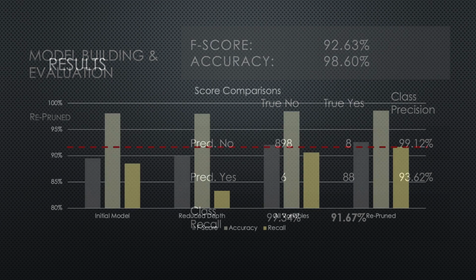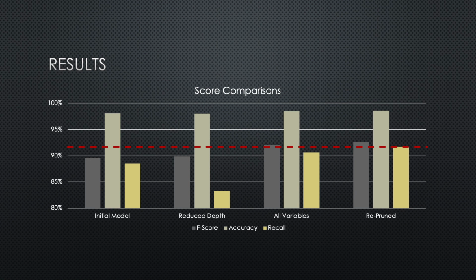Here, you can see the results of each model side by side. The red dashed line represents the highest recall score set by the final repruned model. This model outperformed all others on each relevant measurement. So, how do we build a strategy around this?